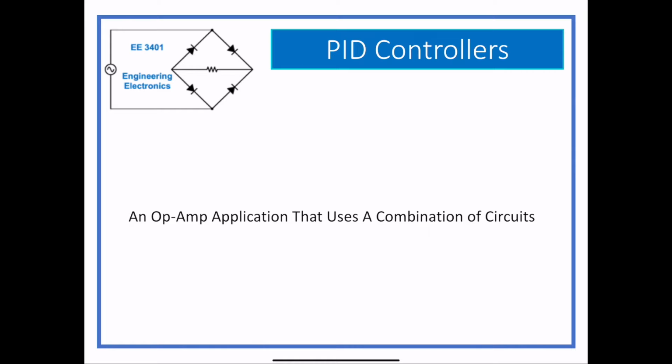So every circuit that's used in a PID controller is something that you know. It is a very big combination of op-amps. It uses a lot of them, but it's just different circuits that you already have covered.